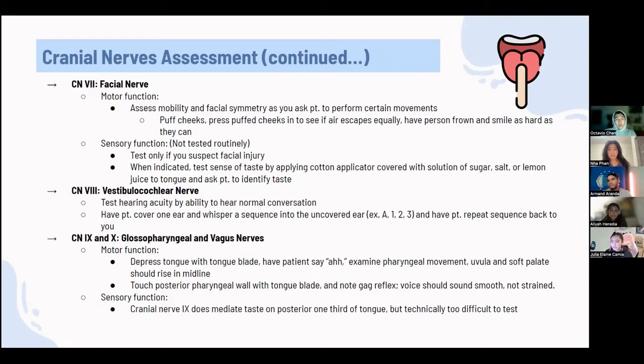And you could touch the posterior pharyngeal wall with a tongue blade and note the gag reflex. Of course, this is not very comfortable for your patient, so you want to make sure you make this quick and assess it as thoroughly, but also without making your patient too uncomfortable. And here, the voice should sound smooth and not strained. For a sensory function test, the cranial nerve does not mediate taste on the posterior 1/3 of the tongue, so it would be generally too difficult to test.